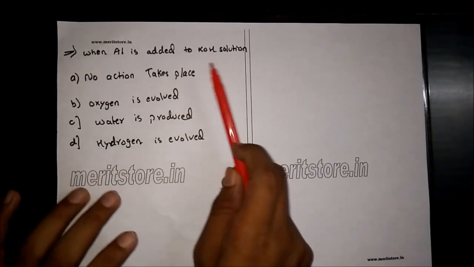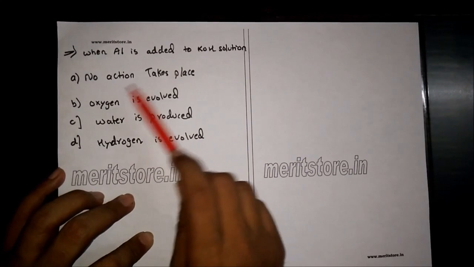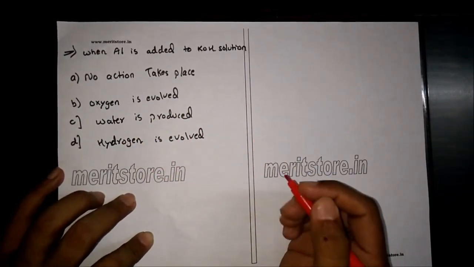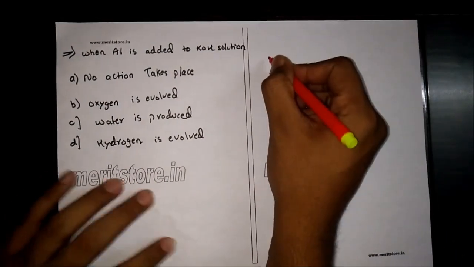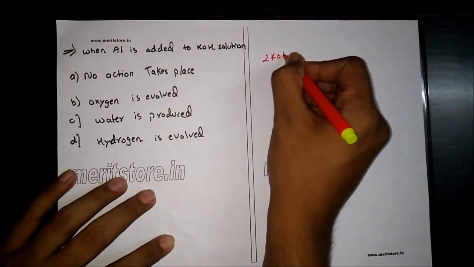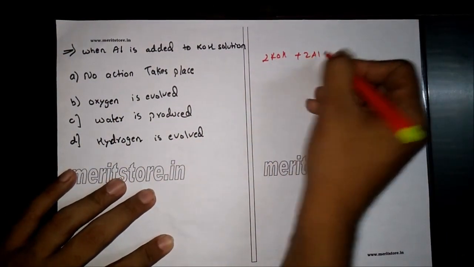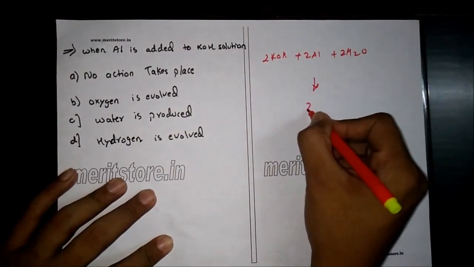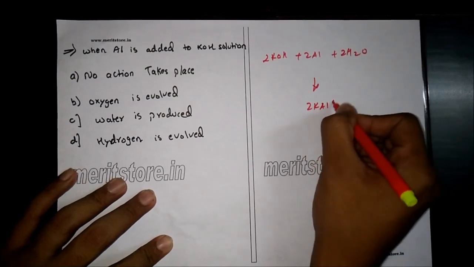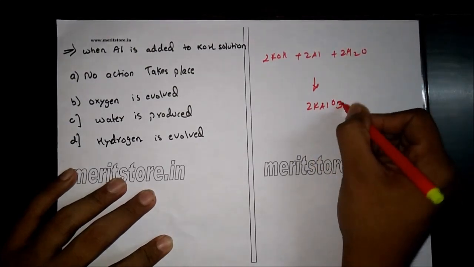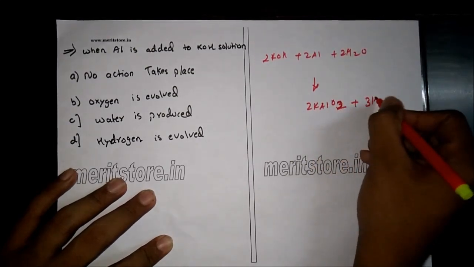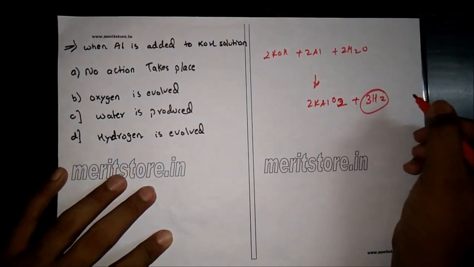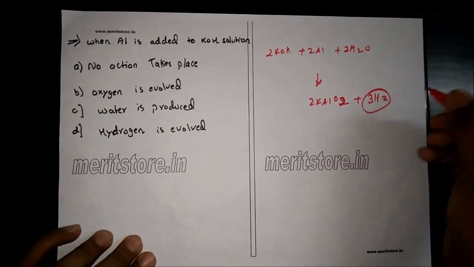When aluminium is added to KOH solution, A, no action takes place, B, oxygen is evolved, C, water is produced, or D, hydrogen is evolved. Now let's look at how the reaction takes place. 2 KOH plus 2 Al in the presence of water gives 2 KAlO2 plus 3H2. Hence, when Al is added to a KOH solution, hydrogen is evolved. Therefore, the correct answer here is option D.